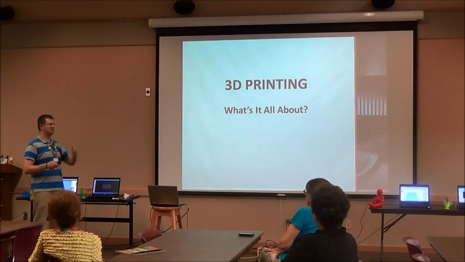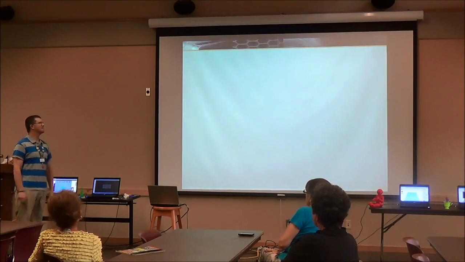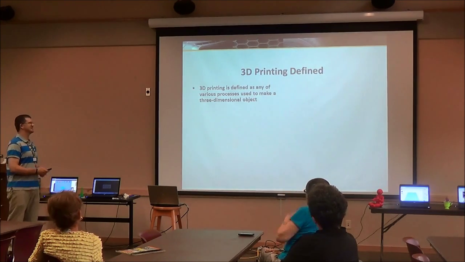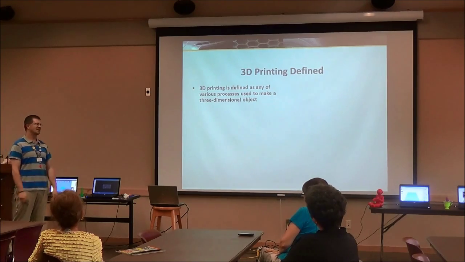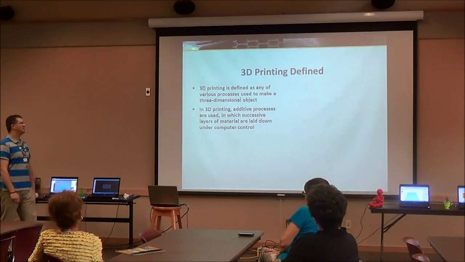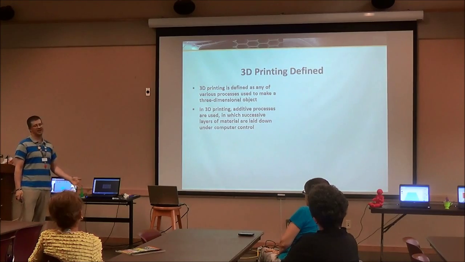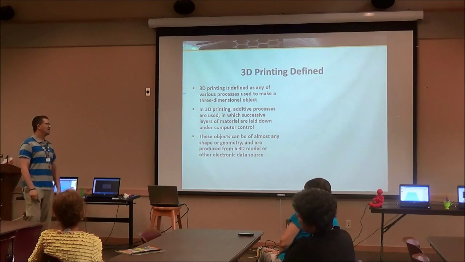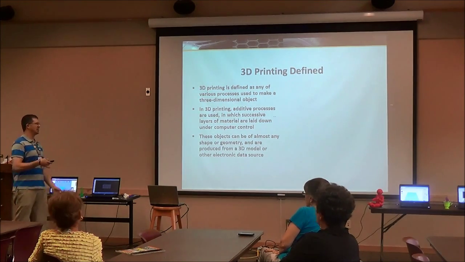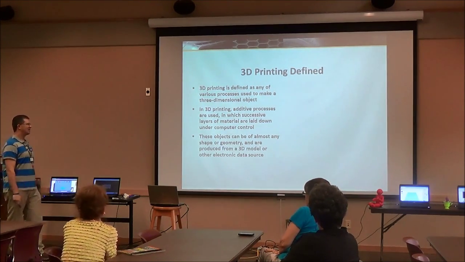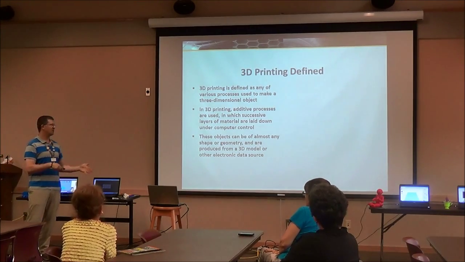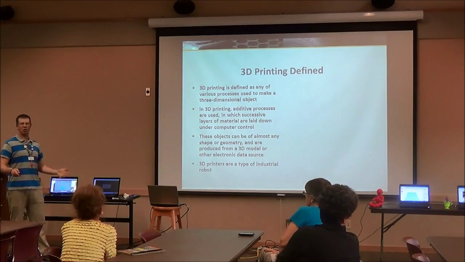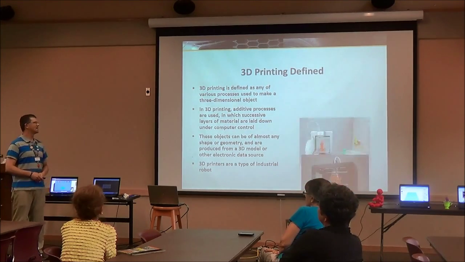All right, so first things first, 3D printing. What's it all about? Well, it's defined as any of various processes used to make three-dimensional objects, in a very broad term. Additive processes are used in which successive layers of material are laid down under computer control. They can be formed into almost any shape or geometric figure and are produced from a 3D model or other electronic data sources. The printers are basically a type of robot.